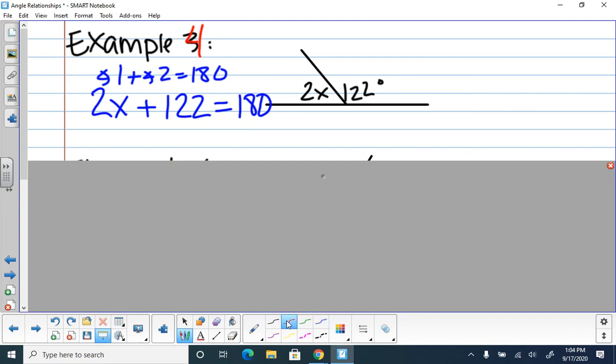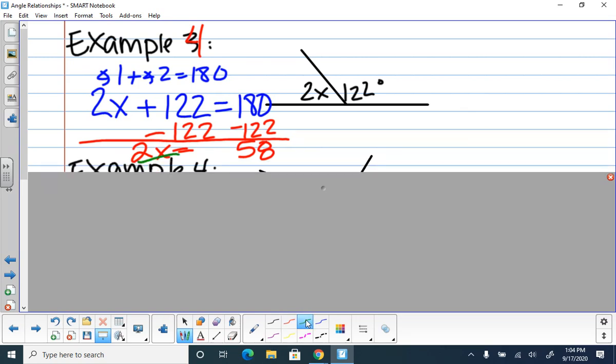I'll subtract it away. Good. So, 180. And what I do to one side, I do to the other. And then 2x equals 180 minus 122? 58, nice job. And then how do I get the 2 away from the x? What operation will I use? I'm going to divide by 2. What I do to one side, I do to the other, so x has to equal 29. Good. Nice mental math.